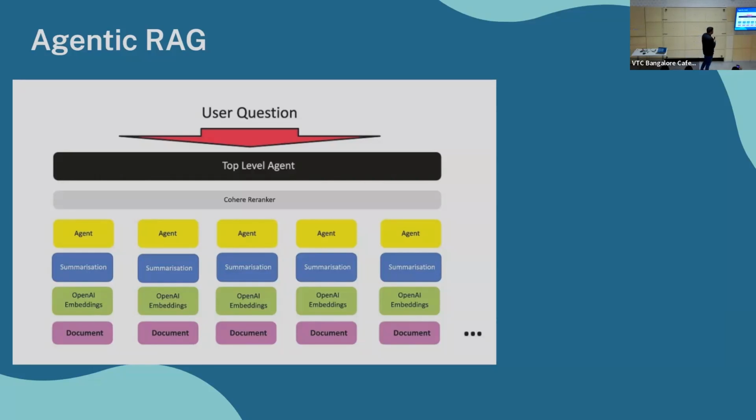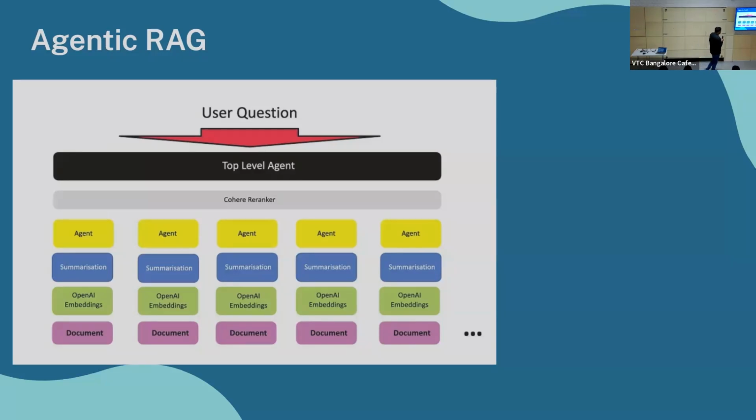Even in Agentic RAG, you start with a user question. Below, at the lower level, we have document agents, which summarize each of those individual documents. Then you have a ranker and a very top-level agent, which manages those individual document agents. So it's being done in a very orchestrated way. Think about chatting with your multiple documents in an orchestrated fashion. That's basically the principle behind Agentic RAG.